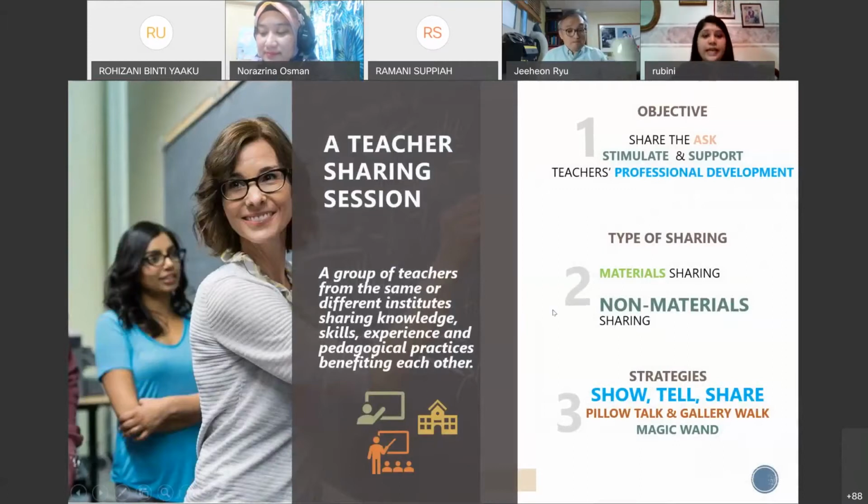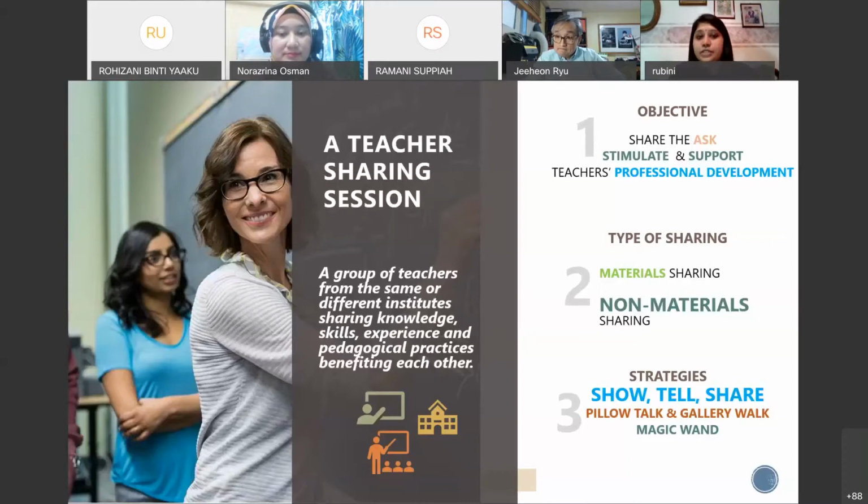Okay, so like I said, this is a brief introduction on what a teacher sharing session is. A teacher sharing session is a group of teachers, whether they are from the same or different institutes, and it is a platform for them to share knowledge, skills, experience, and definitely the most important, their pedagogical practices. These pedagogical practices are shared for benefiting each other, for their professional development, as well as for benefiting the students, which is the main reason actually.